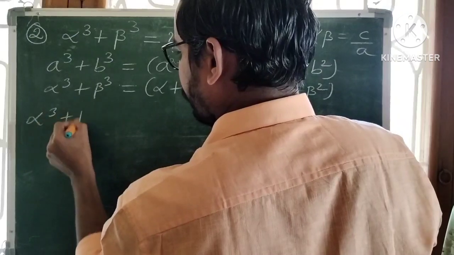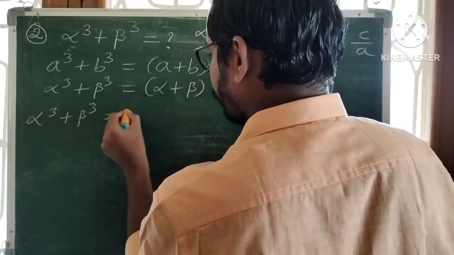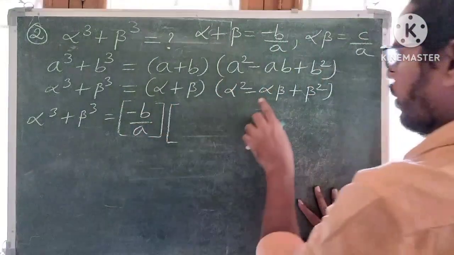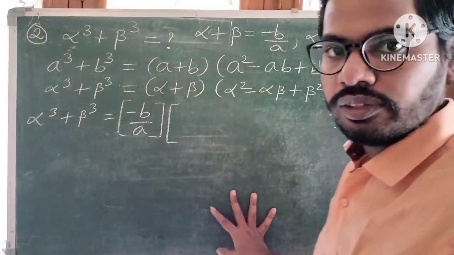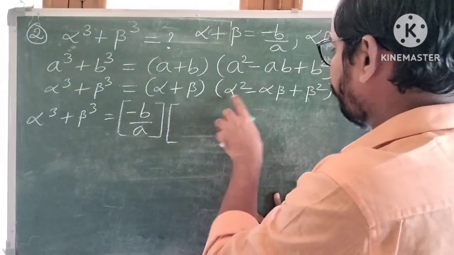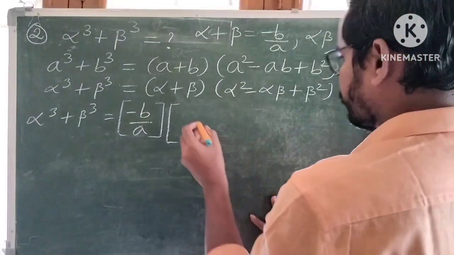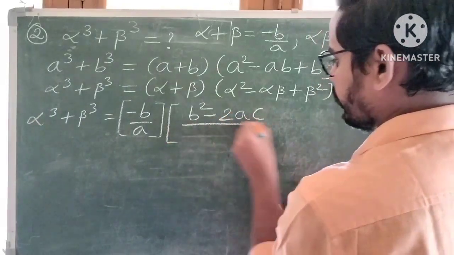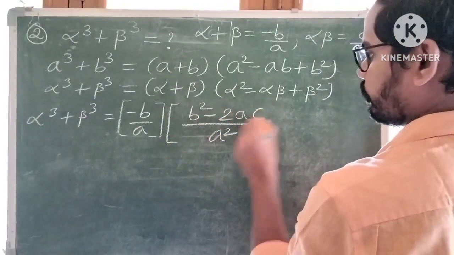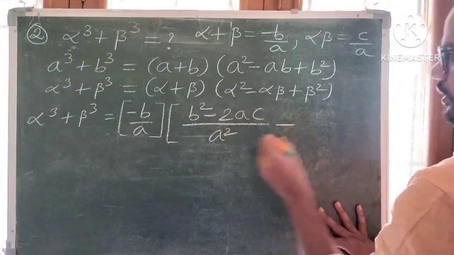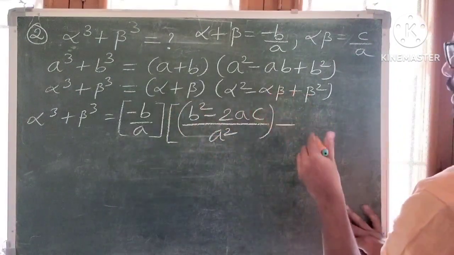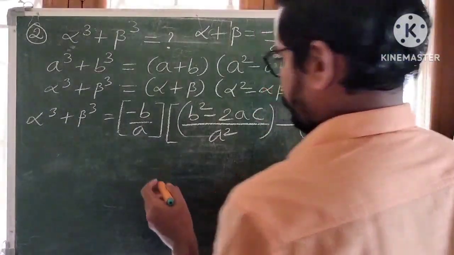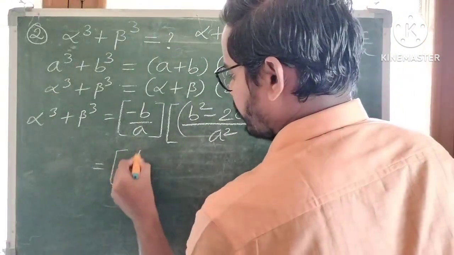Now alpha cube plus beta cube is equal to the sum of the roots, minus b by a, into alpha square plus beta square. Just now we derived the formula for alpha square plus beta square. What is the formula? (b square minus 2ac) by a square, and minus alpha beta. Alpha beta means c by a.